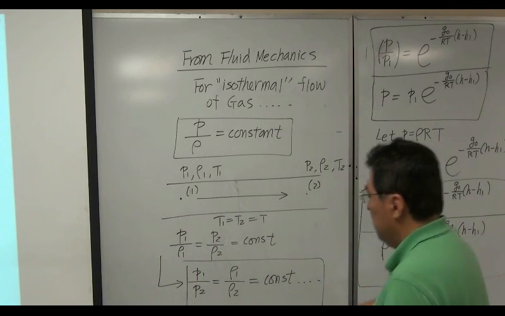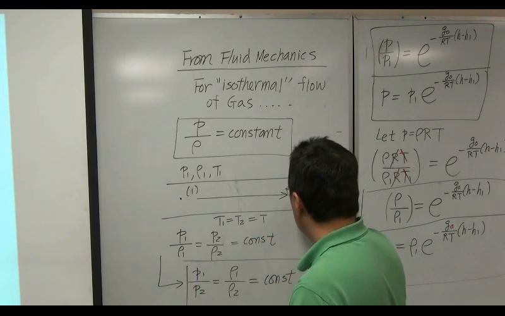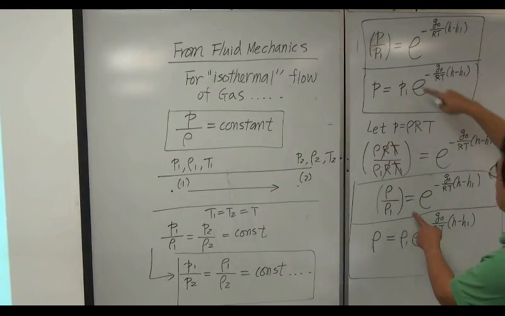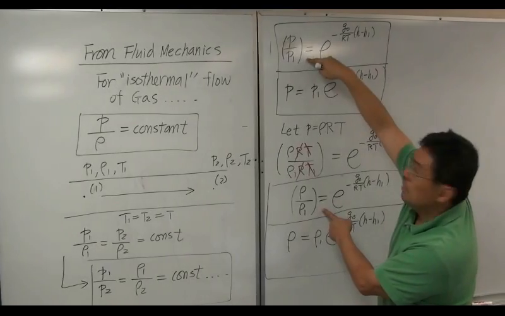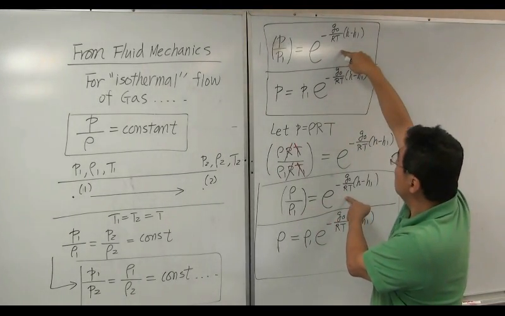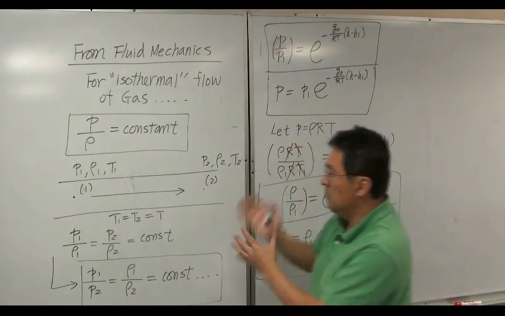So that means if you're looking at the pressure ratio between 2 points and the density ratio between 2 points, same thing. Okay? That's what you're talking about. Why is that? Because it's isothermal.